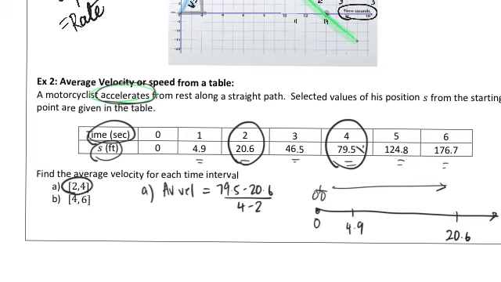This is y2, this is x2, this is y1, this is x1, right? Or sometimes we'll say y2 and t2 for the second time and t1 for the first time. So you just do this little calculation and you get 79.5 minus 20.6 divided by 2, and that's 29.45 meters per second would be his average velocity between time t equals 2 and time t equals 4.